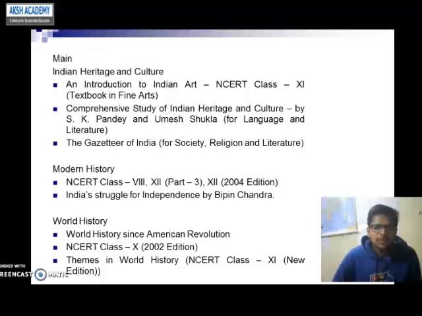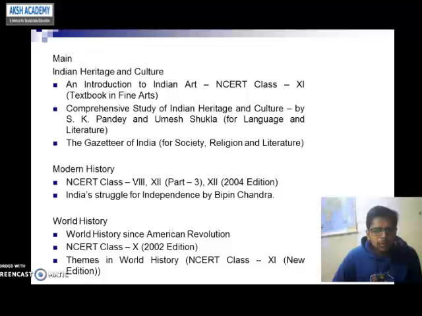No, that is not at all required. So my point over here is just go for the relevant portions, the portions which are relevant in your UPSC examinations. And the third one is the Gazetteer of India for Society, Religion and Literature. You can easily find this on the internet. This Gazetteer will be really helpful for understanding the Indian society, which will definitely help in the Indian society part of GS paper 1, as well as in the portion Social Justice for General Studies paper 2.